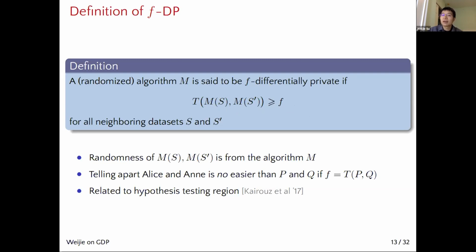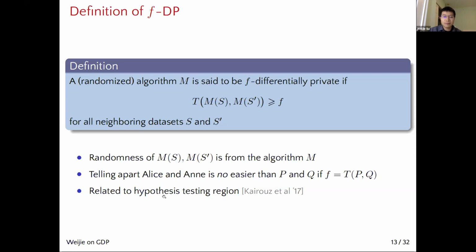The problem is hard, and this means there's a lower bound on distinguishing between Annie and Alice in terms of F. So here the randomization always comes from the algorithm. There's a slight difference in differential privacy compared to statistics. In differential privacy, we always assume that the data sets S and S prime are given and deterministic. So the randomization is necessary from the method M.